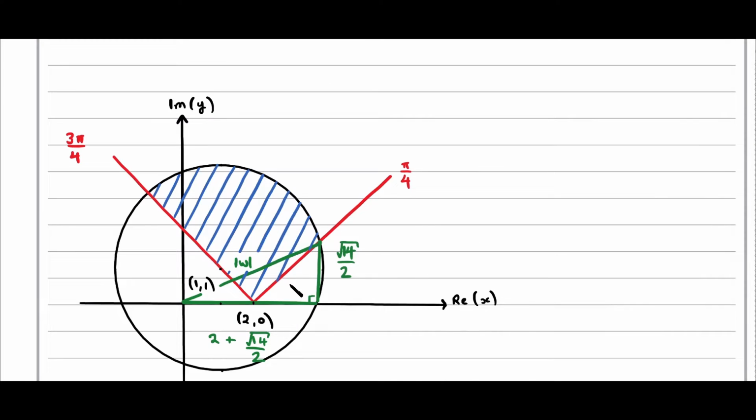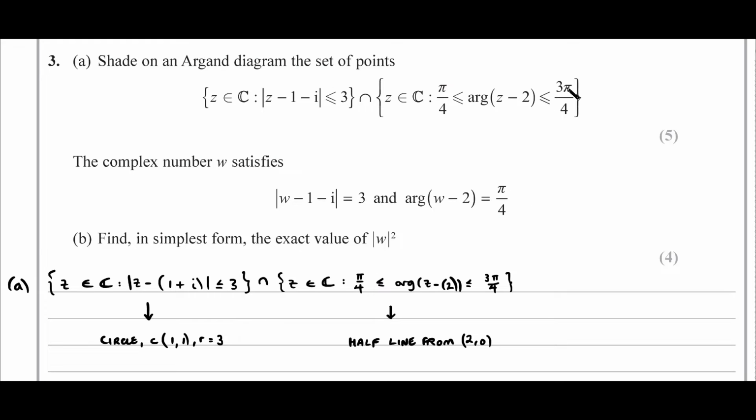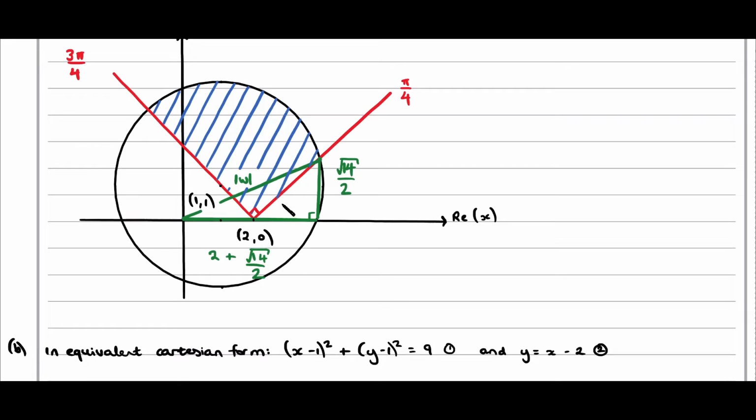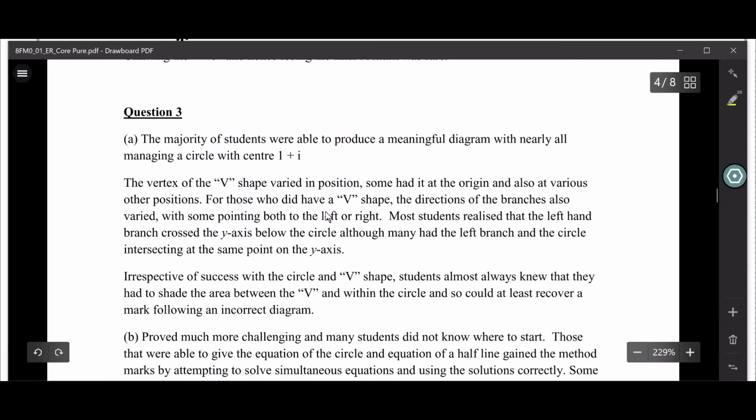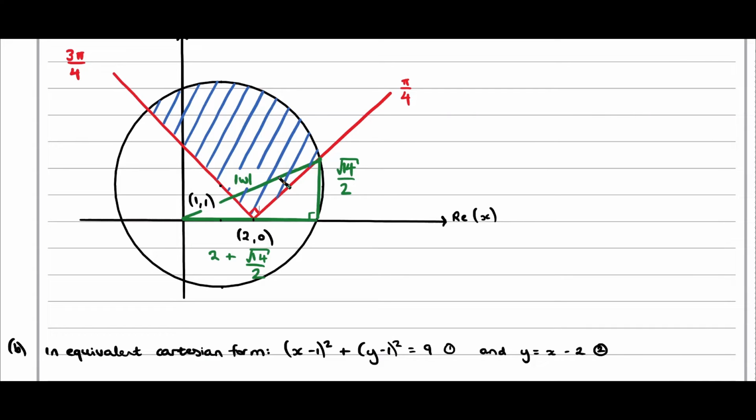And also the shape of the V. Remember, we want this sort of 90 degrees in between the V's. If I just add that over here, we want 90 degrees in between the V's, because the difference between 3π/4 and π/4 is π/2, which is 90 degrees. But irrespective of that, a lot of students realized the correct area that was required was the bit in blue, which I shaded over here.